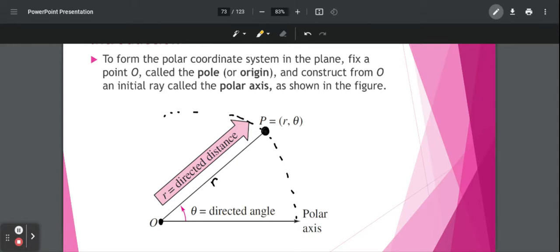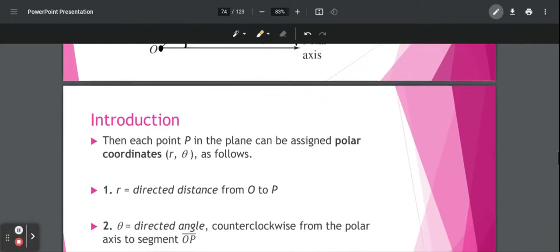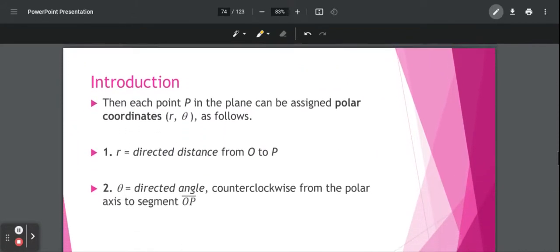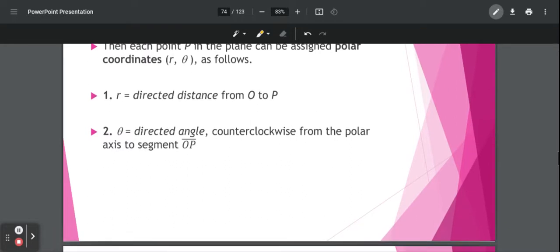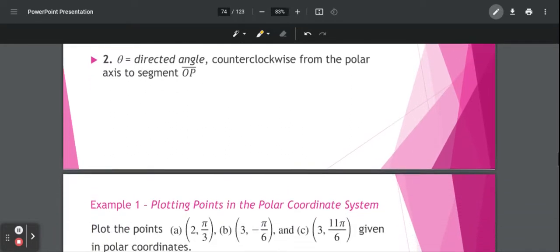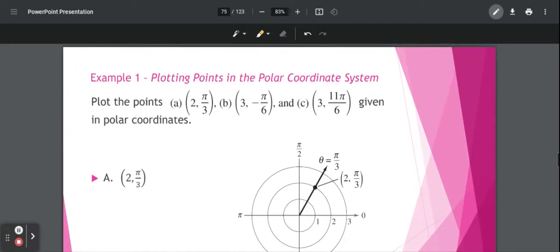And for any point on that circle in the polar coordinate system, we would have r, which is just the radius of the circle that you're on, and theta would be how far you've gone from the polar axis. So each point is assigned a coordinate, r and theta. r is the distance from the pole, so the radius of the circle, and theta is the angle, counterclockwise from the polar axis.